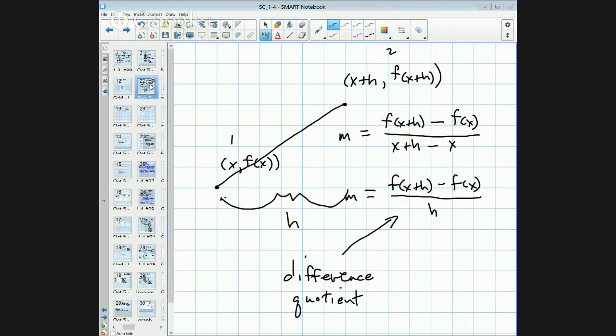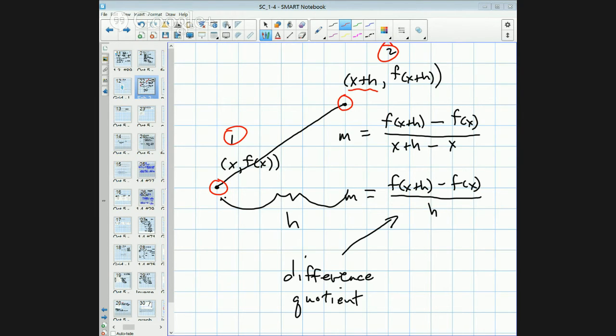All right, now, given two generic points, let me highlight these in red. You've got this first point over here and this second point up here. I'm calling this one point 1, this one point 2. And just to be generic, I'm calling this x, y or x comma f of x. And on this one, we've moved over h units to the right. So the x coordinate is x plus h. And the y coordinate is just whatever f of that is, f of x plus h.